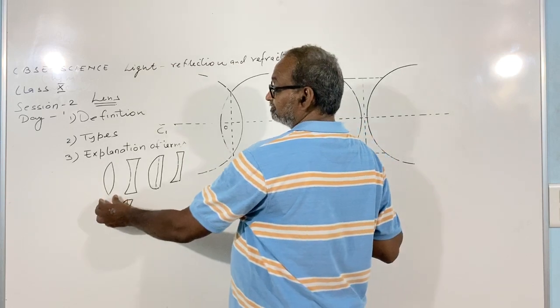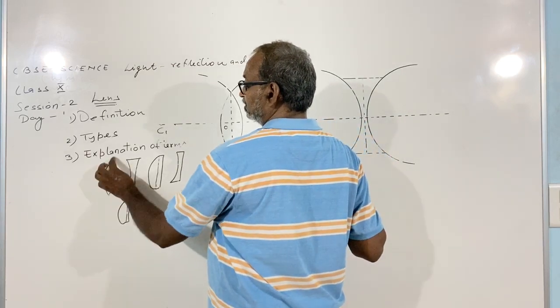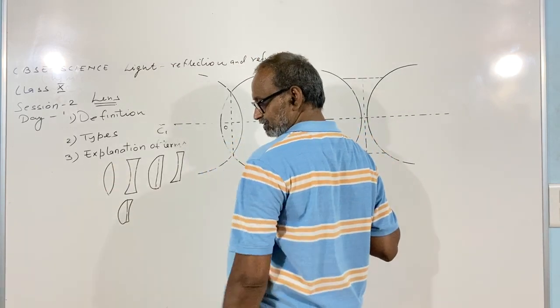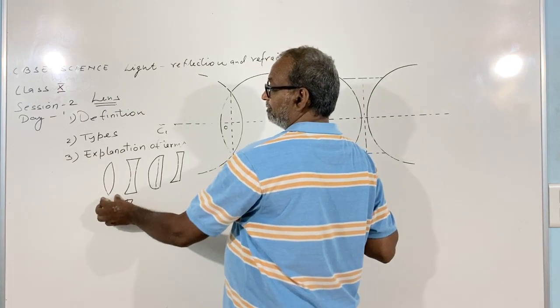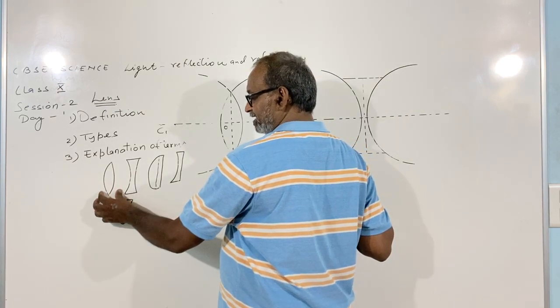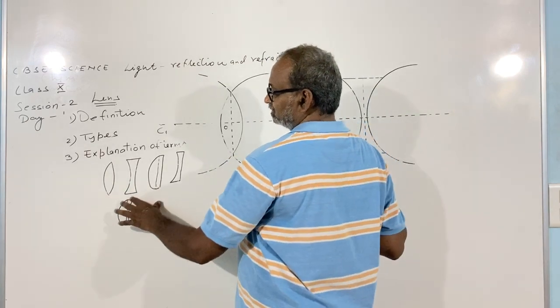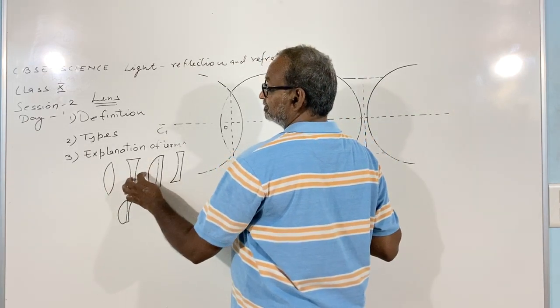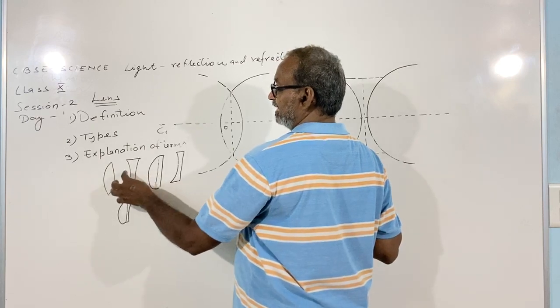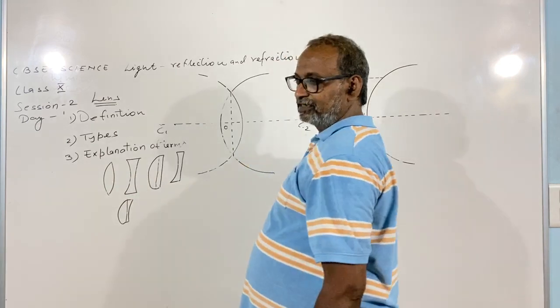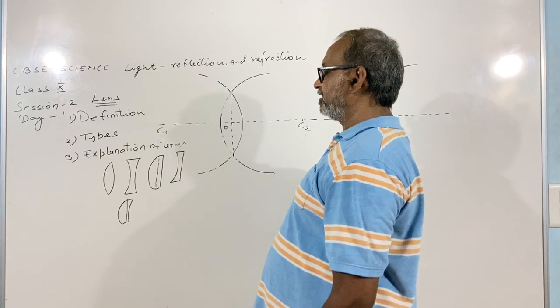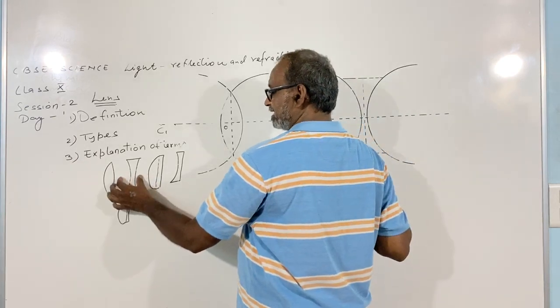In this case, both the surfaces are spherical, so it is a lens. It is a biconvex lens. In this case, both the surfaces are curved inward, अंदर की ओर curved. इस सरफेस को कनकेव कहते हैं. So it is a biconcave lens.